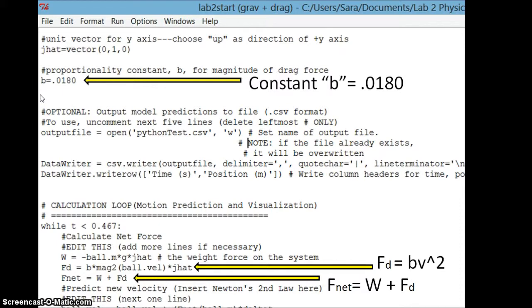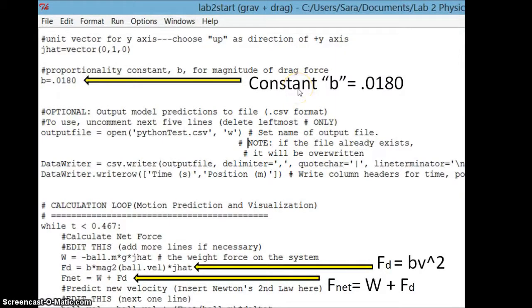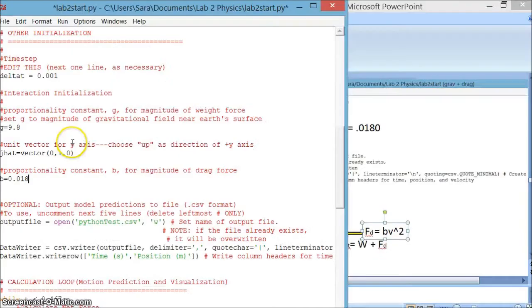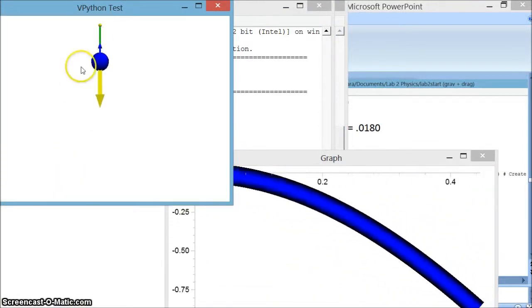To find a good approximation of b, we ran the model using different constants until the final position matched the final position we measured in our Tracker analysis, 0.969 meters. The constant b in this case was 0.018. Here's what it looks like when we run our new model. You can see the drag force here.